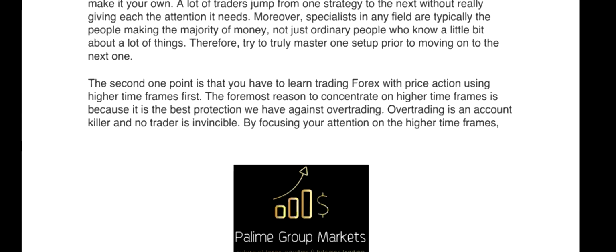The second point is that you have to learn trading Forex with price action using higher time frames first. The foremost reason to concentrate on higher time frames is that it is the best protection we have against over trading. Like we said, on the higher time frames, the price movement is very slow. Have you seen that? It's very slow. So that's the best strategy if you want to master these techniques.